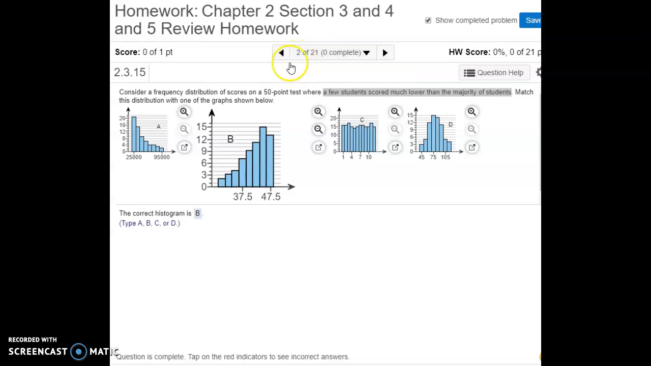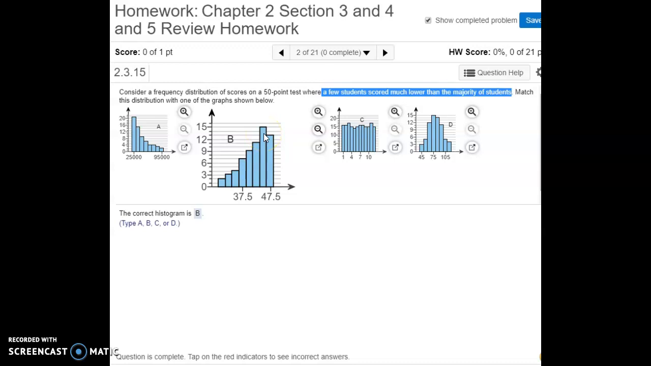Number two, we're trying to match this scenario, find the graph that would match with the scenario, and it's the distribution of scores on a 50-point test where a few students score much lower than the majority of the students, and that's the key thing we're going to be looking for. And so with the distribution on the x-axis, you have the different possible values that can occur, and the height of the bar tells you how many people are getting each of these different values.